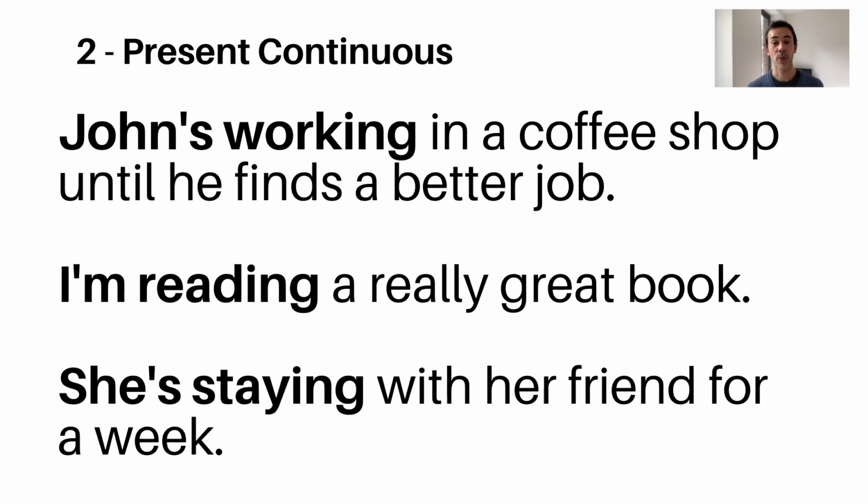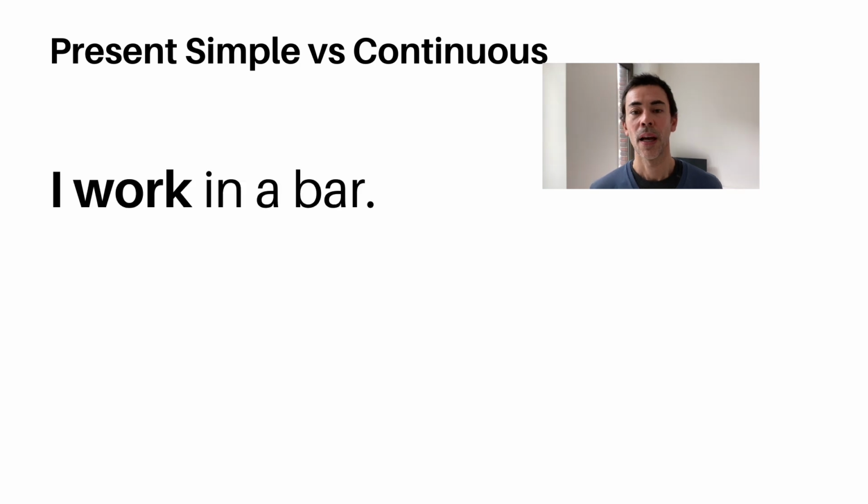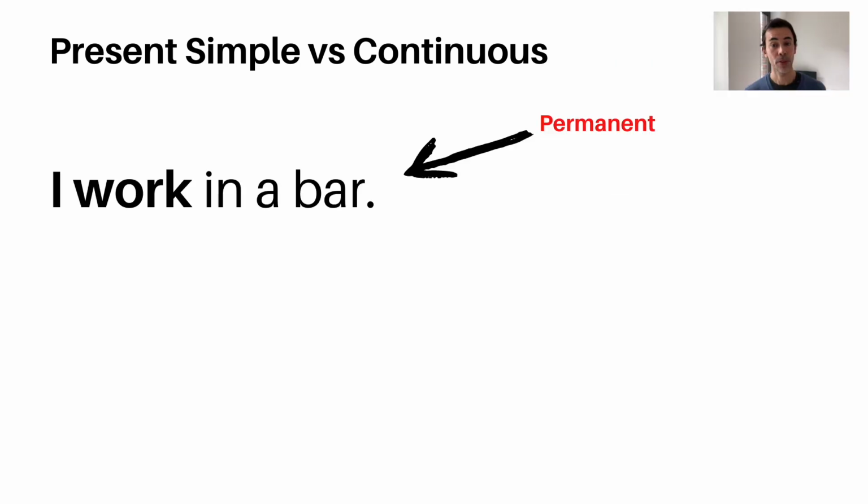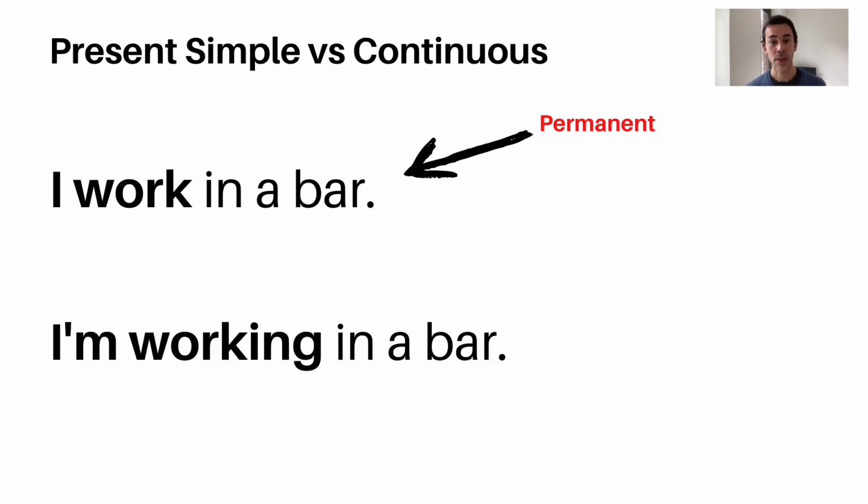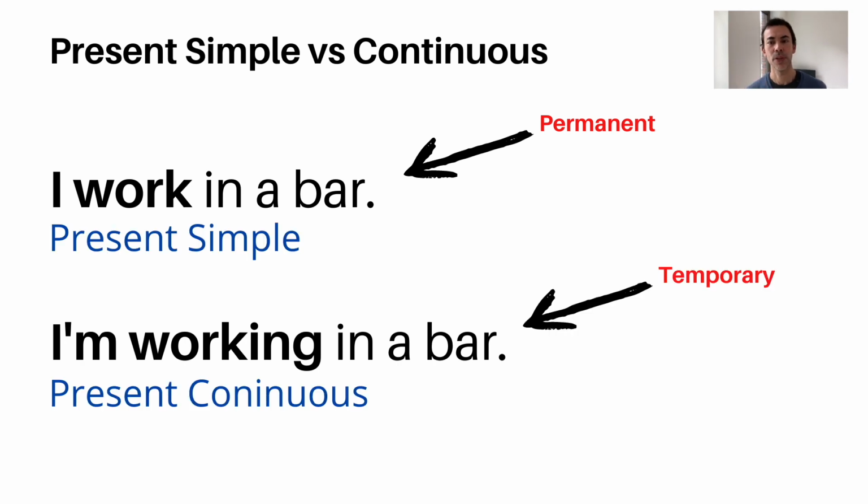She's staying with her friend for a week. Okay, so that's a temporary situation. She's only there, staying with her friend for a week. So let's just compare and contrast that with the present simple. Here's an example. I work in a bar. I think this is a permanent situation, long term. I'm working in a bar. I think this is a short term, temporary position.